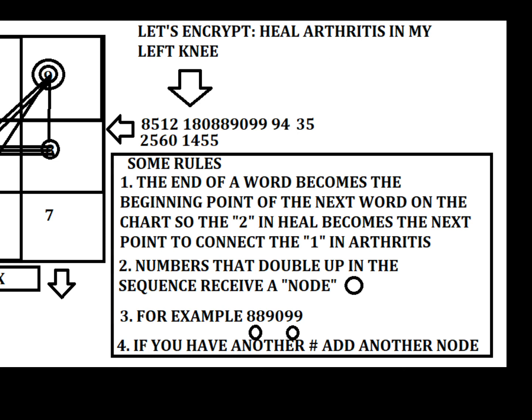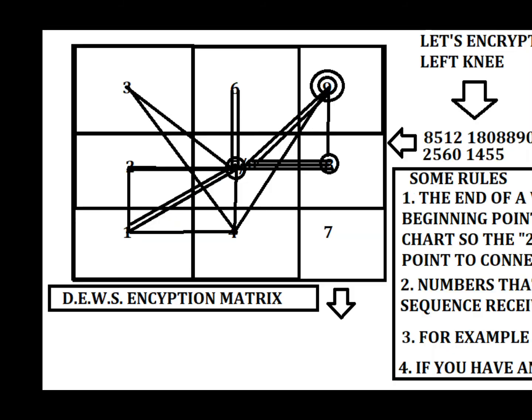Trust me. The next thing to remember is that with repeating numbers, doubles or more, you're going to have nodes. That means draw a circle. If there's more than one, draw another circle. Then draw from that circle to the next line.